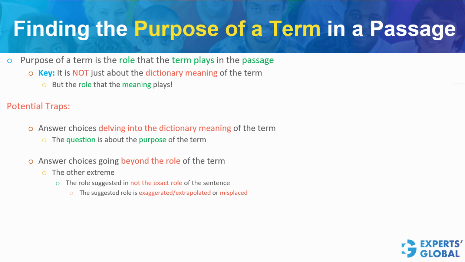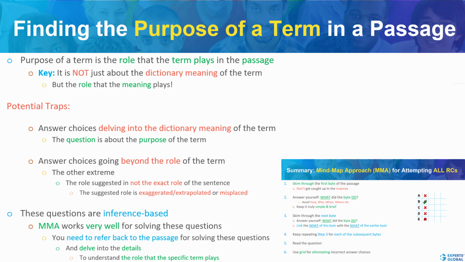In the last lesson, we discussed the concept of finding the purpose of a term in a passage. We also discussed that these questions are inference-based and that the mind map approach works very well for these questions. In this lesson, we would be applying this approach on a GRE-like example. Before we do so, you may want to pause the video and revise the approach.